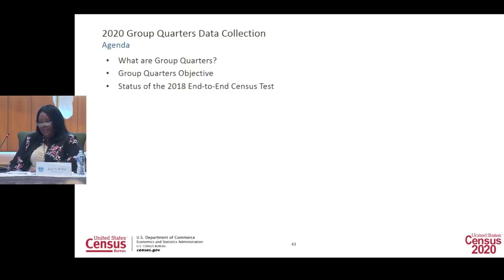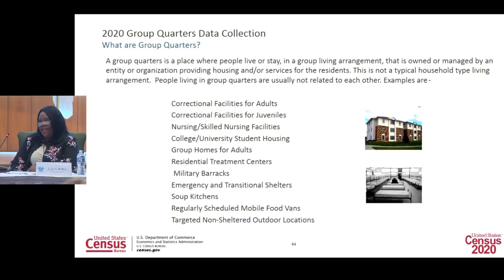So group quarters, and this is a very high-level definition: group quarters are places where people live or stay in a group living arrangement that is owned or managed by an entity or an organization providing housing and or services for the residents. This is not a typical household type living situation, and persons living in group quarters typically are not related to each other. So here are some examples.